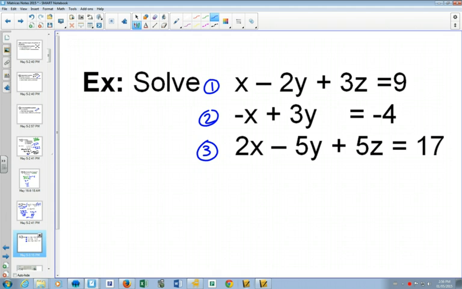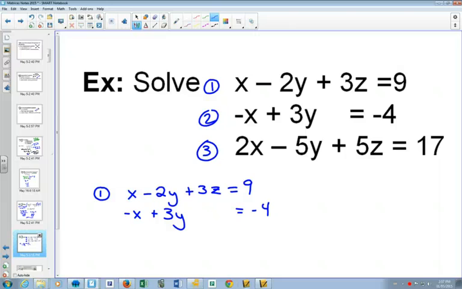Now, I need to eliminate x. I can choose any 2 equations to do that. I'm going to start by choosing equation 1 and equation 2, because if I rewrite those, I notice that my coefficients, and I'll leave a space there for the z, are already opposite in front of x. So if I add these 2 equations together, I get y plus 3z is equal to 5. That equation has no x. I'm going to call that equation A.